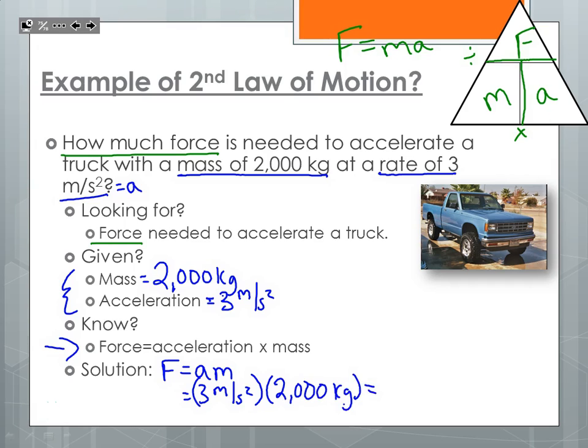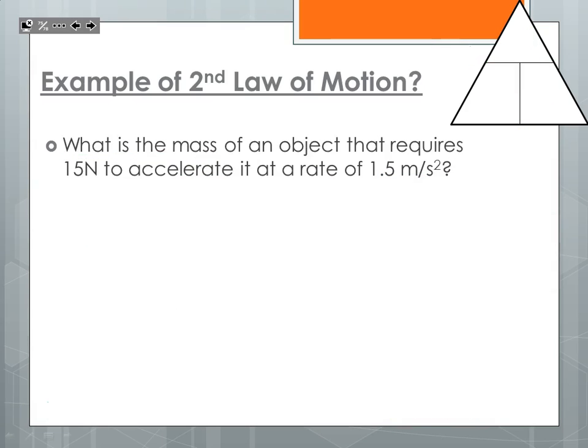When I multiply those together, I get 6,000, and it is kilograms times meters per second squared. And we know that these units actually mean 6,000 newtons. So in order to move this little blue truck that has a mass of 2,000 kilograms, the force needed for it to be at an acceleration of 3 meters per second squared, it must have 6,000 newtons of force pushing behind it. Let's look at another example.